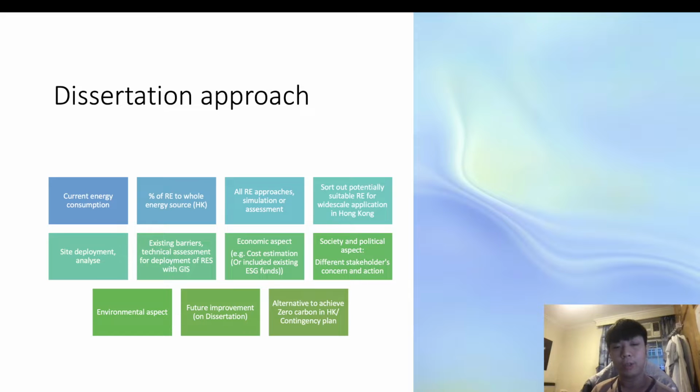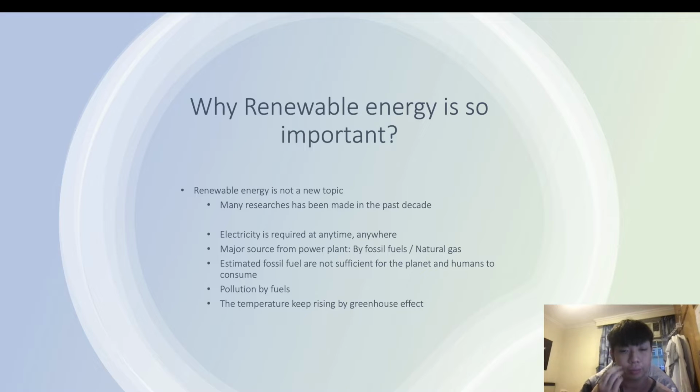And I will also list out the alternatives to achieve zero carbon emission in Hong Kong, or other contingency plans. So why is RE so important right now, worldwide or in Hong Kong? Actually, it's not a new topic. Many researchers have done research on it in the past decade.